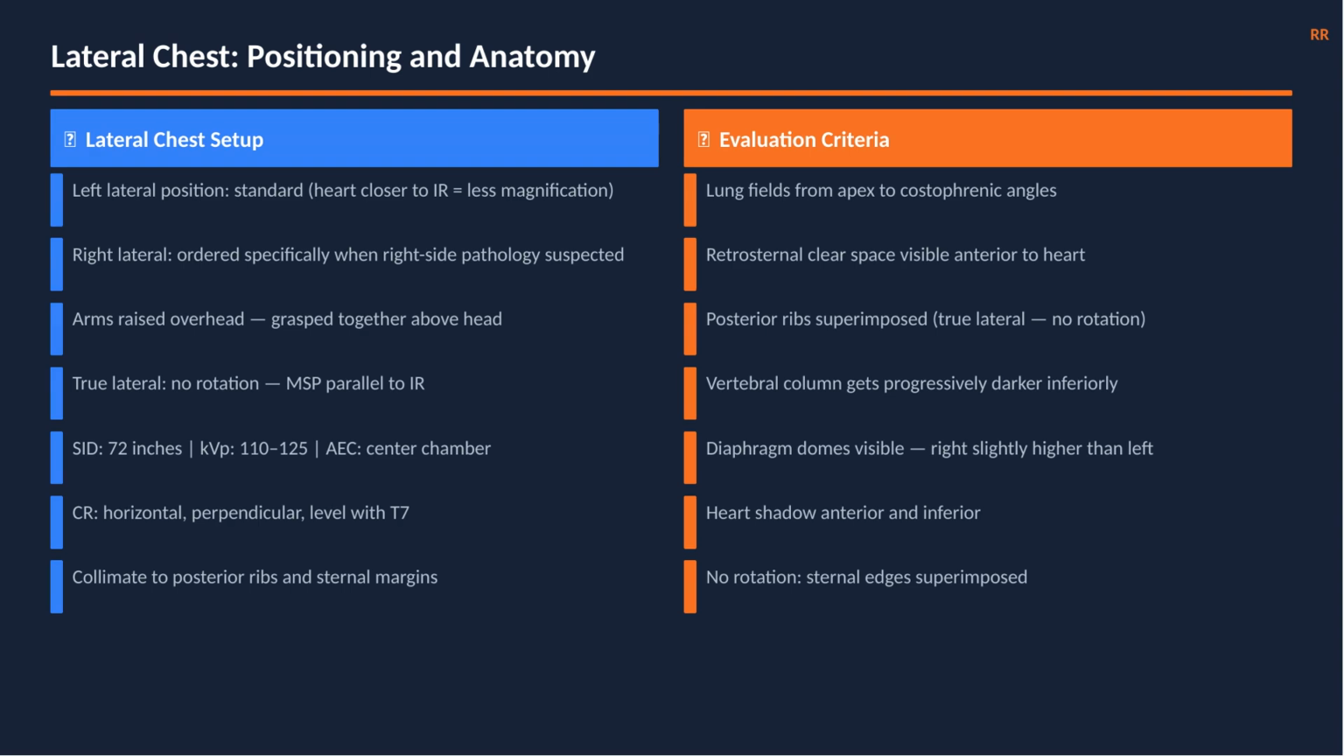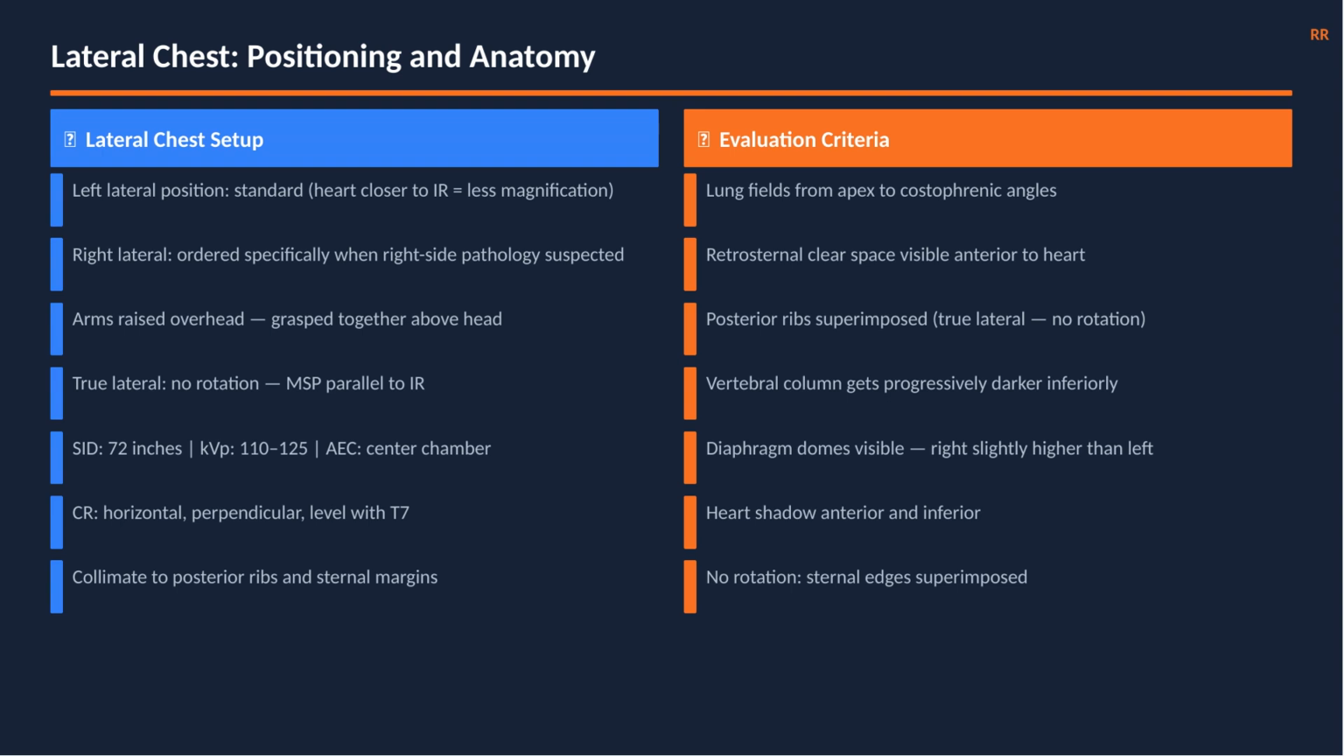7 evaluation criteria for the lateral. Lung fields from the apices to the costophrenic angles. Retrosternal clear space visible anteriorly. The dark air space between the sternum and the heart. Posterior ribs superimposed. True lateral, no rotation.